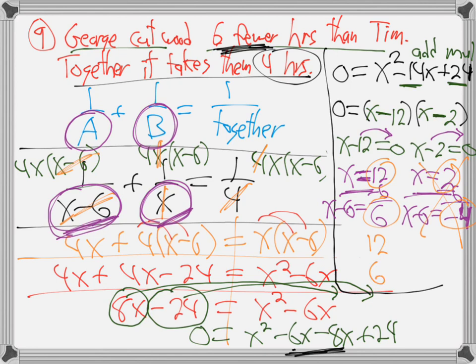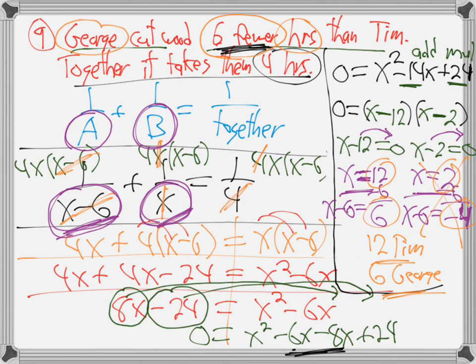Now who's who? Which one's George and which one's Tim? That's cake now. Just look at the words. George is 6 fewer hours. So which one's George? George is the 6. He's 6 fewer. Tim must be the 12. It's cake at the end. You know what to do at the end. Just look at the words.